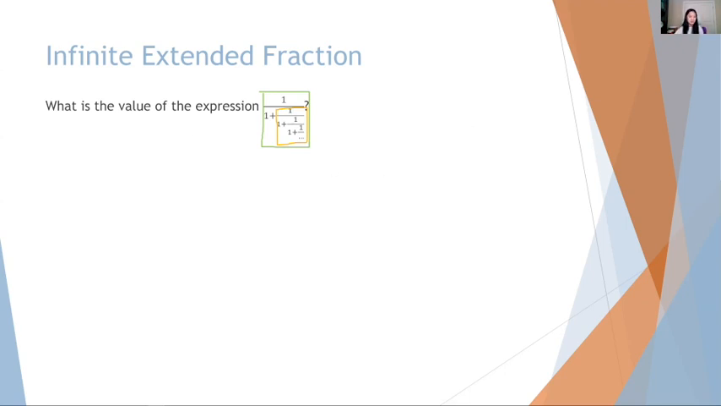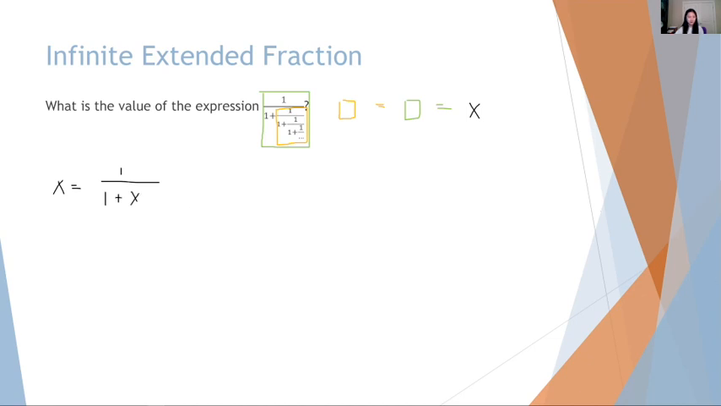So what we can do now is, we know that this orange box is equal to this green box. So what we do is set both of these to a variable, and we can call this variable, for example, x. So that would mean x, or the green box, is equal to 1 over 1 plus x.